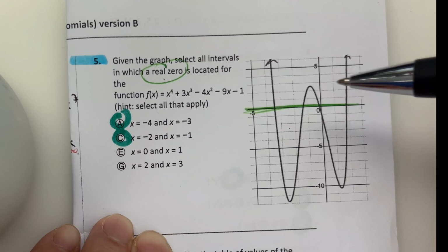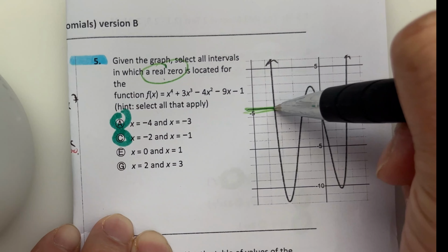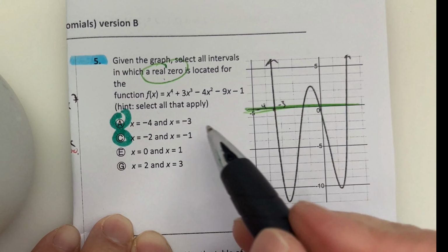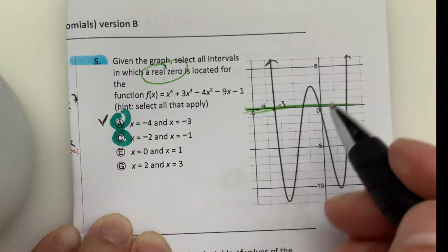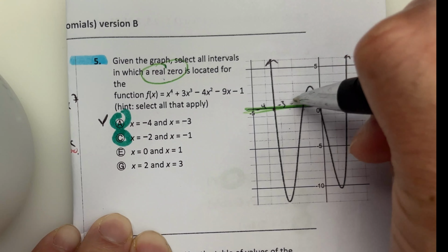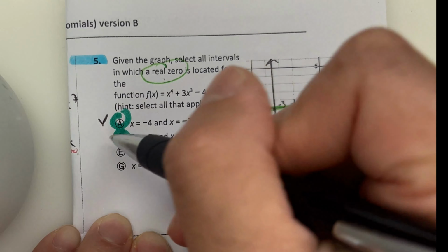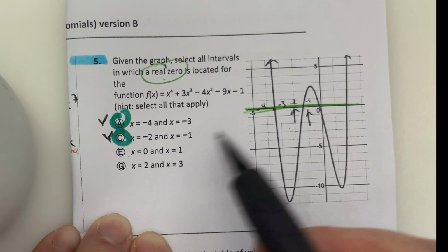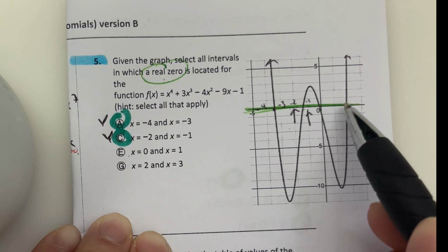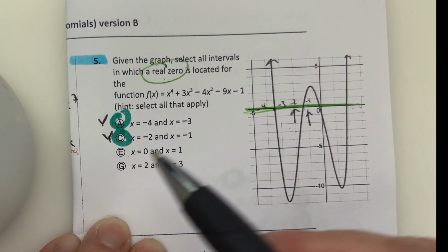So if this is negative 5, 4, 3, 2, 1, this one is between negative 4 and negative 3. So that would be A. This number is between negative 1 and negative 2. So that's negative 2, negative 1. So it's in between these two numbers, like negative 1.5, which would be C. 0 and 1, the graph is not going through there, and 2 and 3. 1, 2, and 3. So between these two right here, there's nothing, so it's not G.